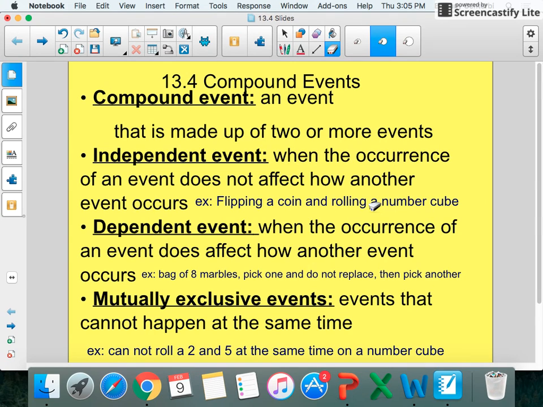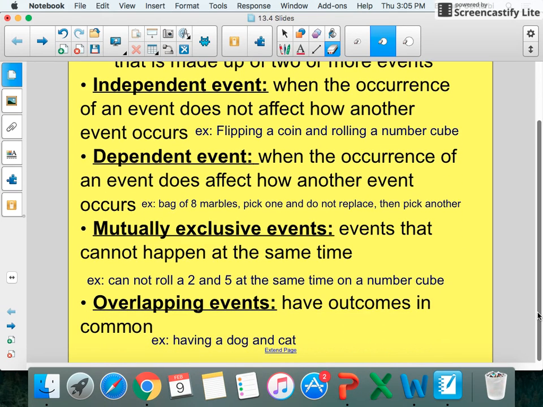So if you have a bag of 8 marbles and you don't replace it, then you're affecting how many marbles are in the bag if you don't put that marble back in there. And then a mutually exclusive event is events that cannot happen at the same time. So for example, you can't roll a 2 and a 5 on a number cube because when you roll, you only land on one side. And then overlapping events have outcomes in common, so kind of like a dog and a cat.